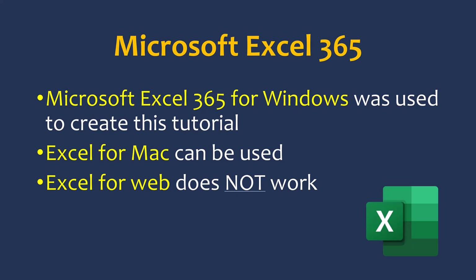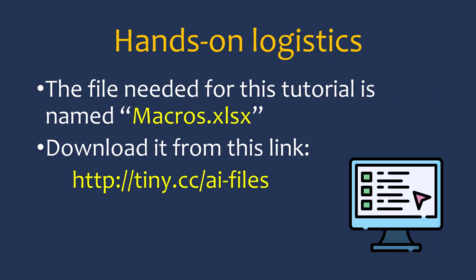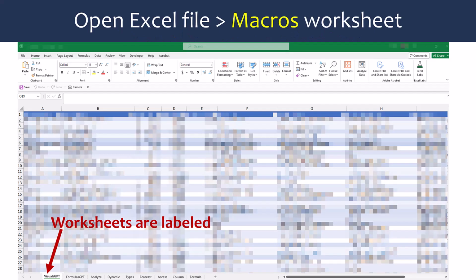of Excel. The file needed for this tutorial is named macros.xlsx. You can download it from http://tiny.cc/ai-files. When you open the Excel file called macros, you will see 3 worksheets. We will be using these files for this tutorial.